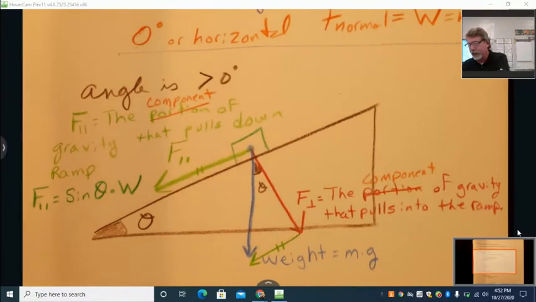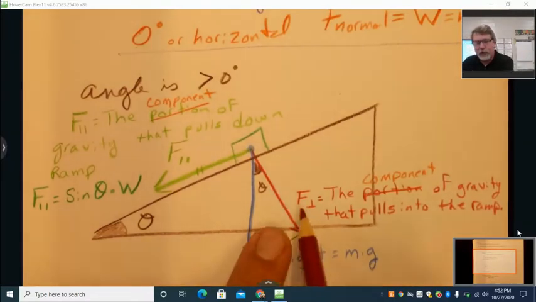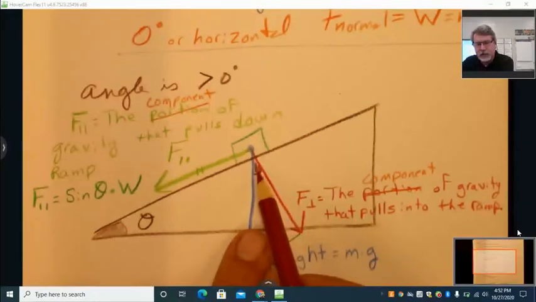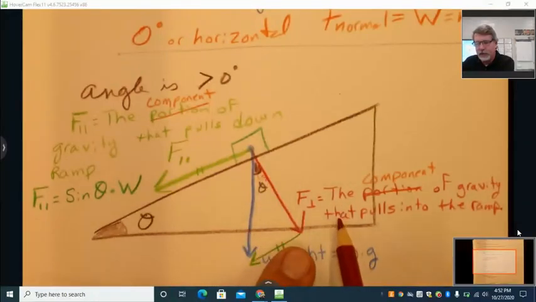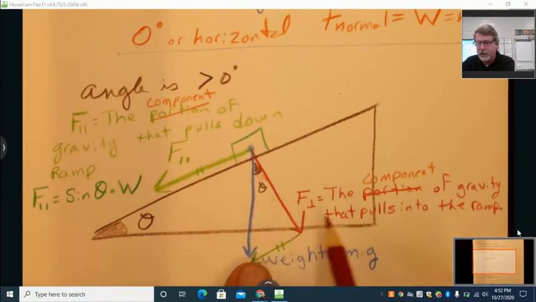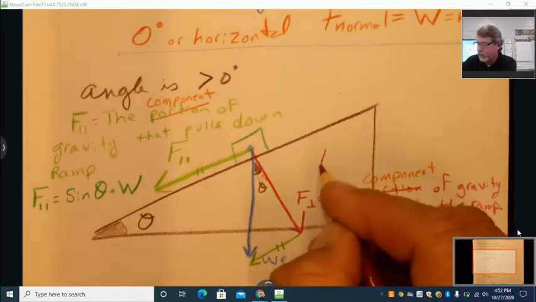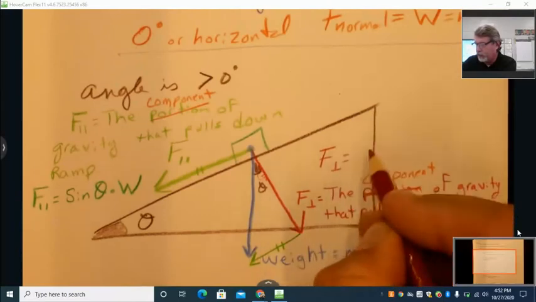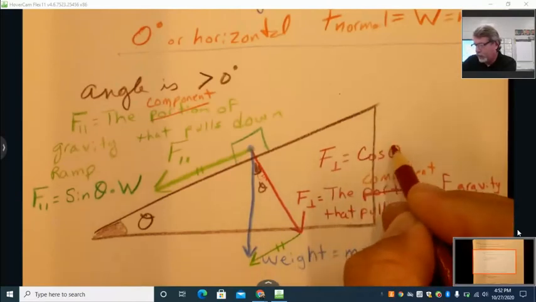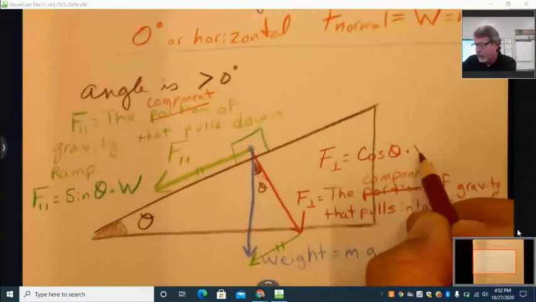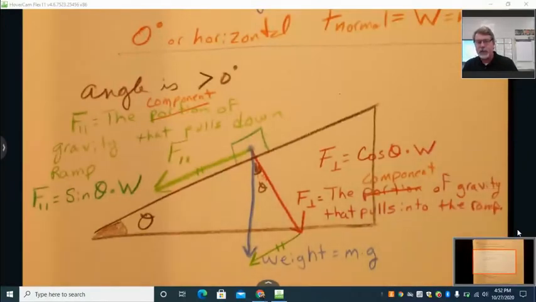All right, so if we look at our other component, perpendicular, it becomes the adjacent leg. It is the leg next to theta. And the adjacent leg, when you have the hypotenuse, is the cosine function. So force perpendicular is the cosine component. So cosine theta times the weight, all right? So now we know those two components and we know how to solve for them. There's a couple other vectors we want to add to this before we make another note on our formula sheet.